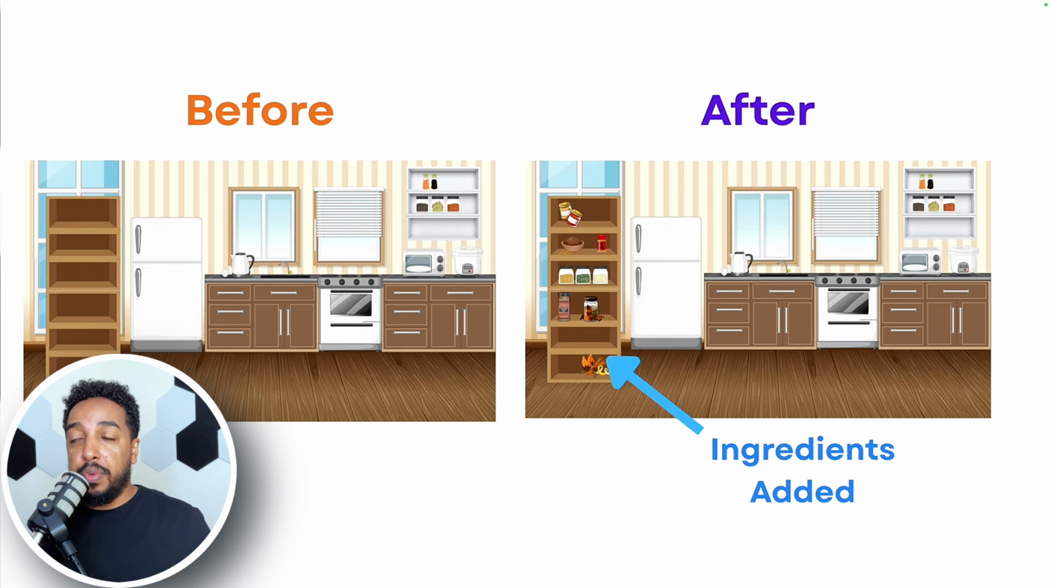Let's look at Thai food, right? You say, I want to cook Thai food. So I'm going to need some special spices. So you're going to go to the store and you're going to bring some spices into your kitchen.